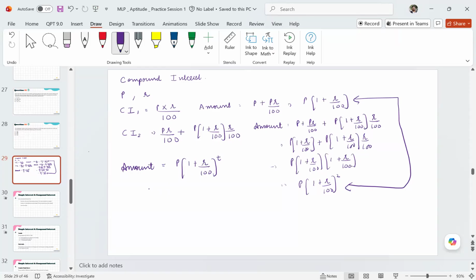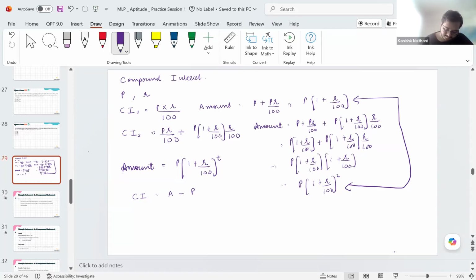Now, one thing that you have to remember here is that questions can ask you what is the compound interest instead of amount. So you will have to take the amount but subtract the principal from it to give you the value of compound interest. Is that clear? Yes, sir.